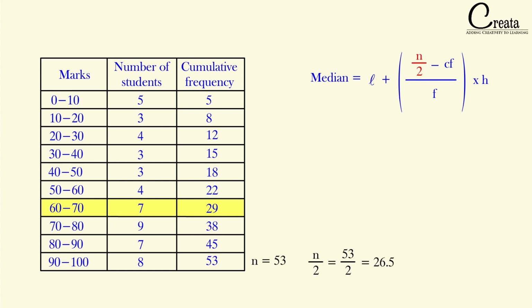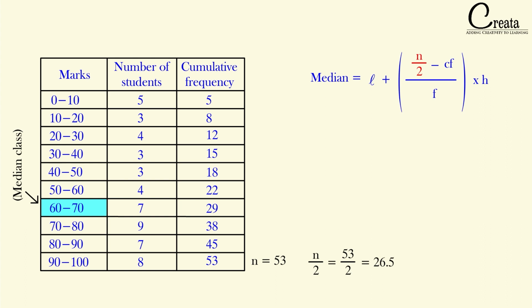26.5, that is n by 2, will come in this row, which has the frequency 7 and the range 60 to 70. Here the 60 to 70 range will be called the median class. You can compare this with the concept of the mode, in which we find the modal class. Here it is the median class, the class corresponding to the frequency in which we got n by 2. N by 2 is 26.5, and this row is symbolizing n by 2.